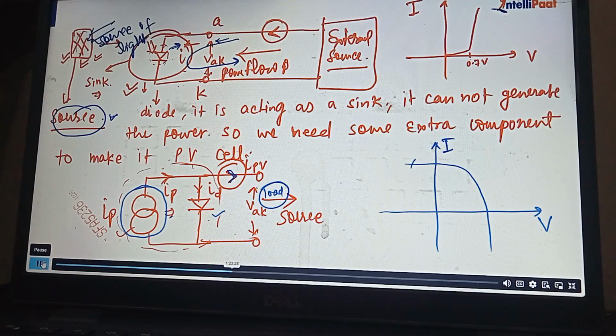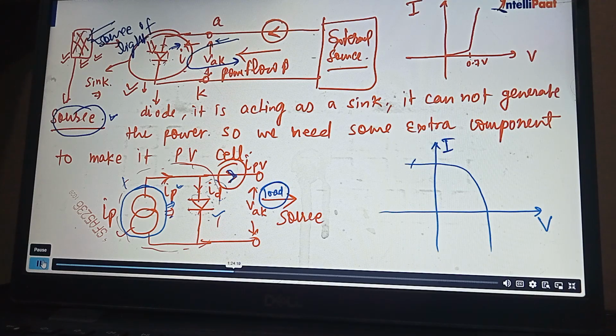Are you getting it? So photocurrent is the intensity. This IP will depend on the intensity of light. Suppose the intensity of light is low, so IP will be less. If the intensity of light is good, then the photocurrent will supply a higher magnitude of current. But this diode is a semiconductor material. It will dissipate the energy, but the value of IP is far larger than this ID. IP is greater than the ID. That's why the net current that is supplied to the load.